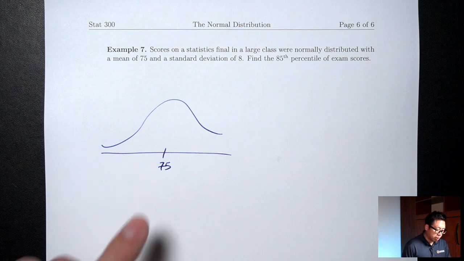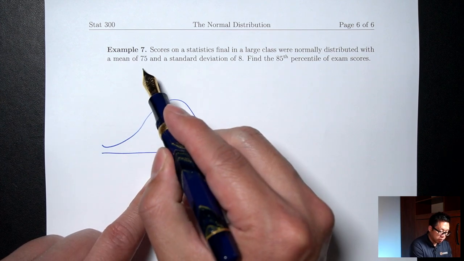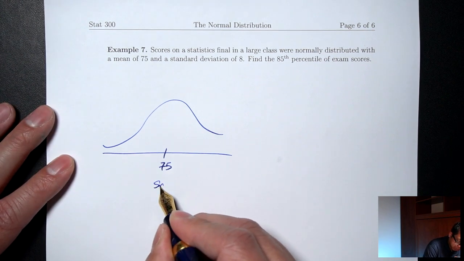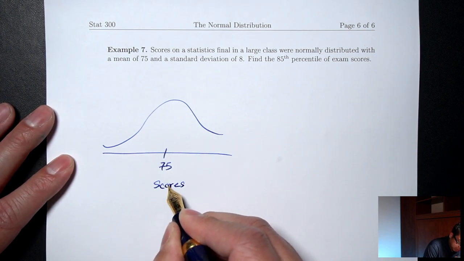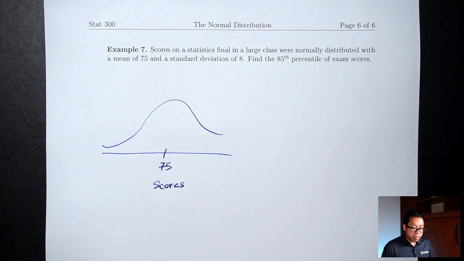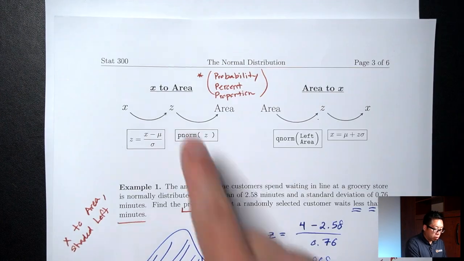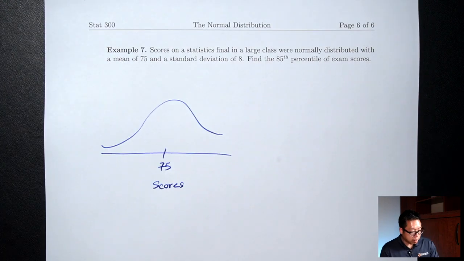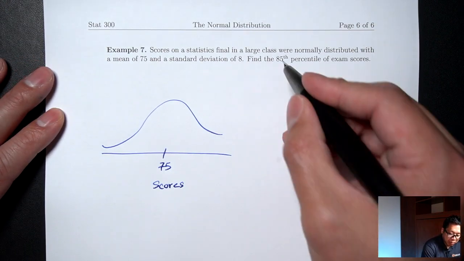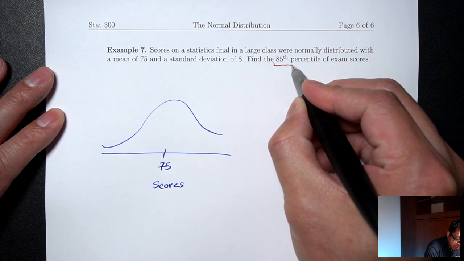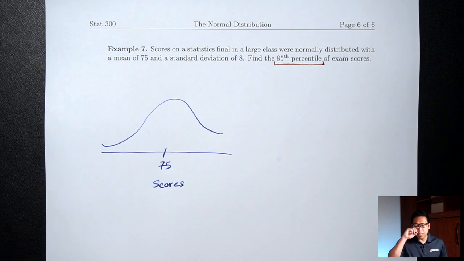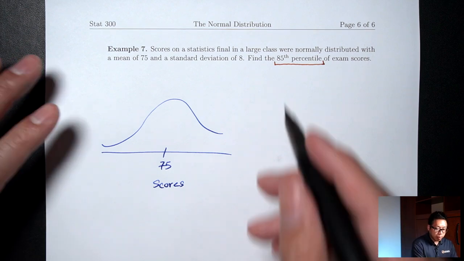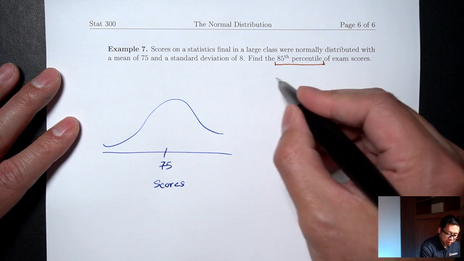So what does the 75 mean? The 75 was scores on the statistics final. So 75 is the score. Now the question is this an x to area? Or is this an area to x type question? And this one's a little tricky because you have to remember what 85th percentile means. We talked about percentile back in unit 1. So 85th percentile means 85% of the data is below.